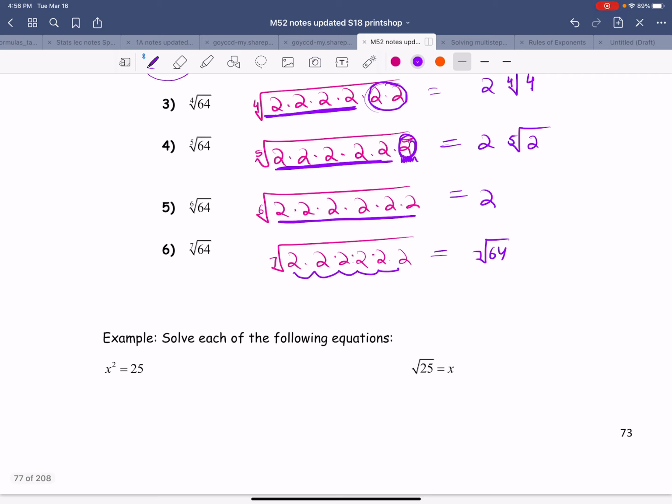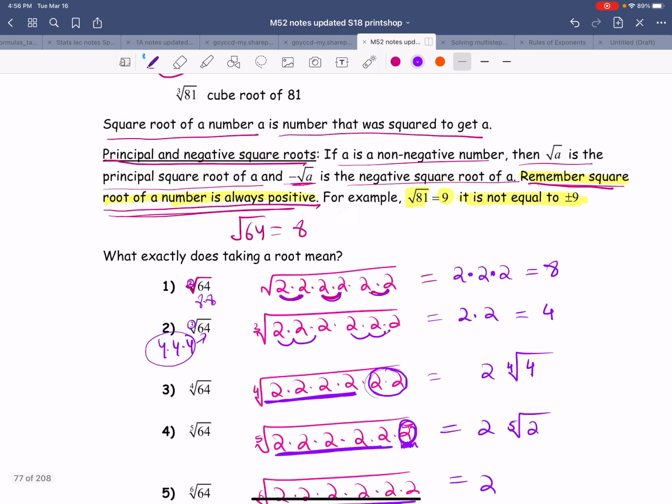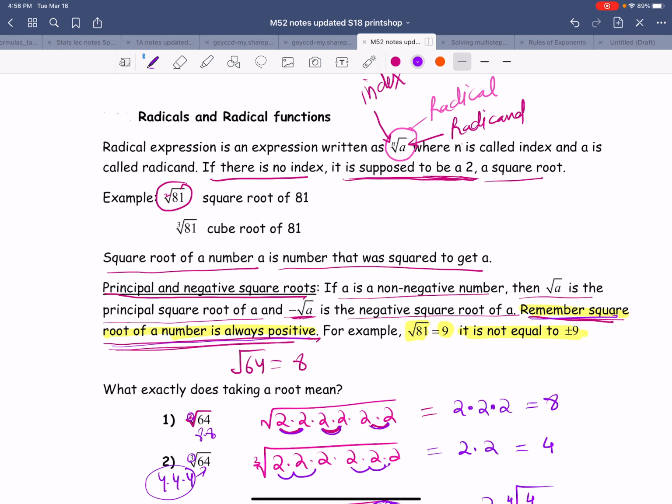And let's think about solving these two equations. x squared equals 25. How many possible answers here? There are 2 possible answers. x can be a positive 5 or a negative 5. Both of these will make the equation true. And the next one is the square root of 25 is equal to x. In this case, there's only one possible answer, which is x equals 5. We don't have 2 possible answers here because we just said the square root of a number is always positive. So the square root of 25 is not plus and minus 5. It's only a positive 5.